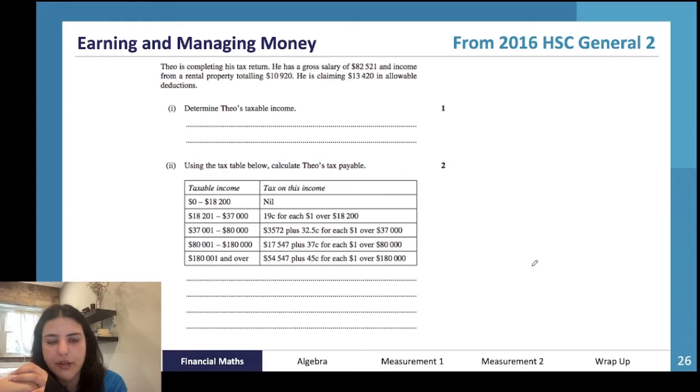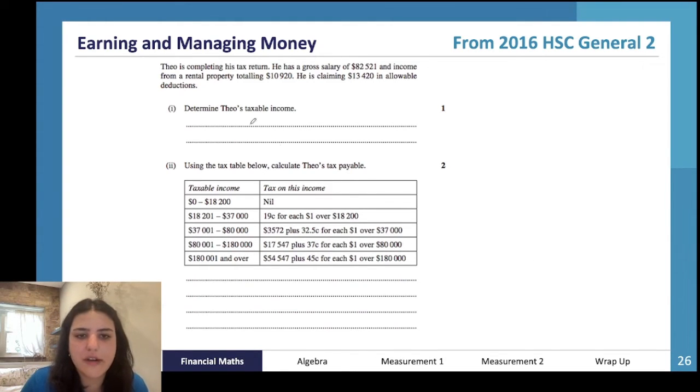He has a gross salary of $82,521 and income from a rental property totaling $10,920. He is claiming $13,420 in allowable deductions. So the first thing we need to do is determine Theo's taxable income. So we have $82,521. He has income from a rental property totaling $10,920. So we have to add that because that's income, not a deduction.